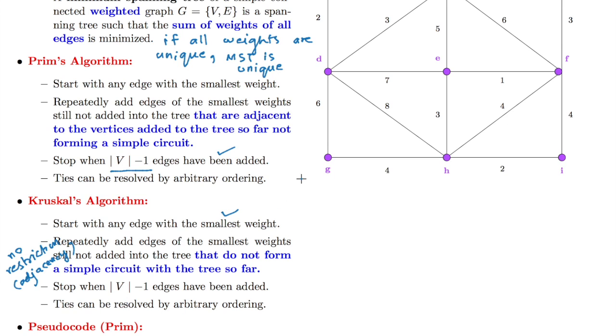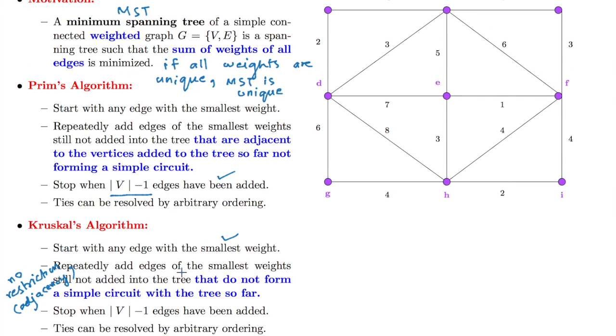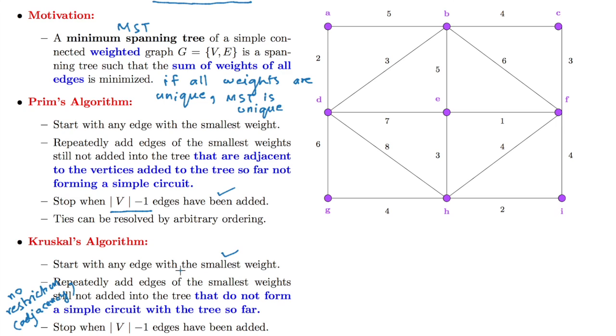Now, this is just a simple explanation, and this is a very common sense kind of algorithm. Both of them are greedy algorithms.